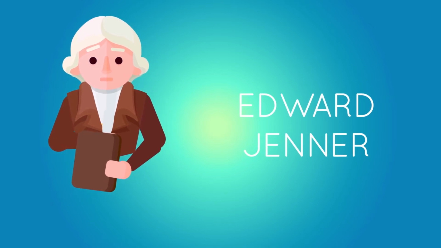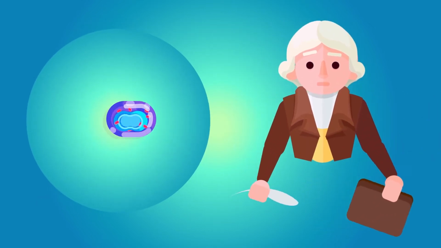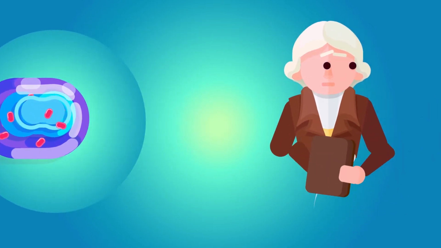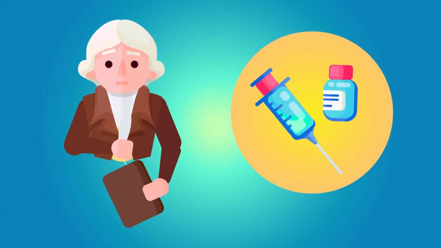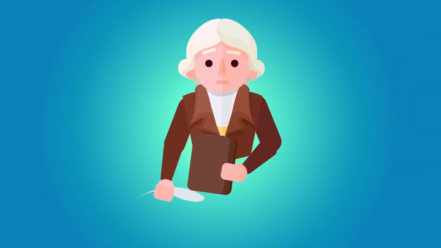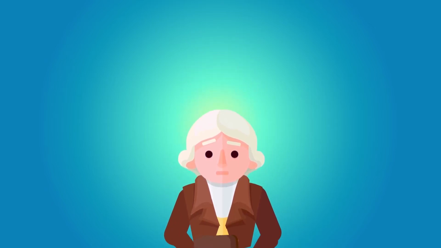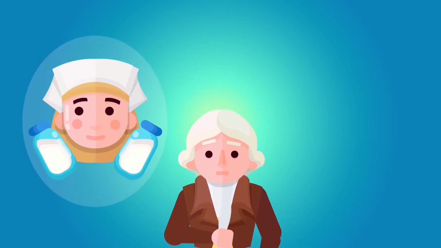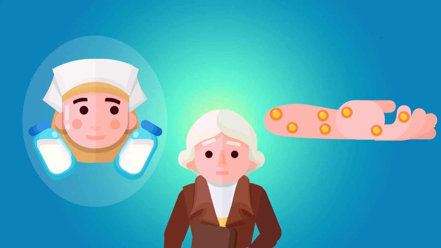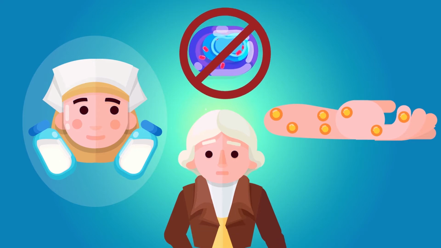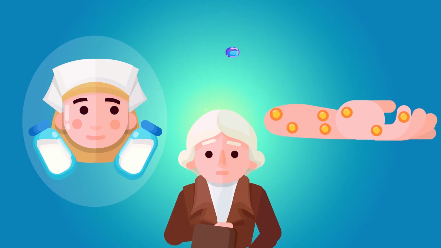Edward Jenner, an English doctor, was the pioneer of smallpox vaccination and the father of immunology. He carried out his now famous experiment, where he noticed the milkmaids who were infected by cowpox didn't develop smallpox, a disfiguring and deadly disease.